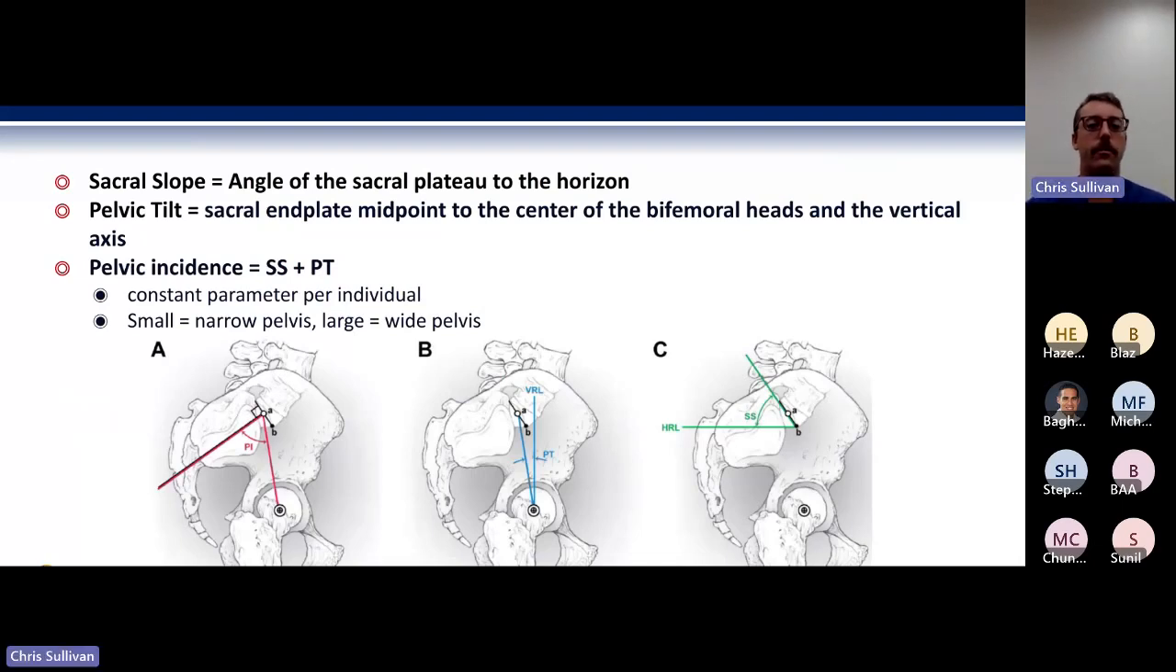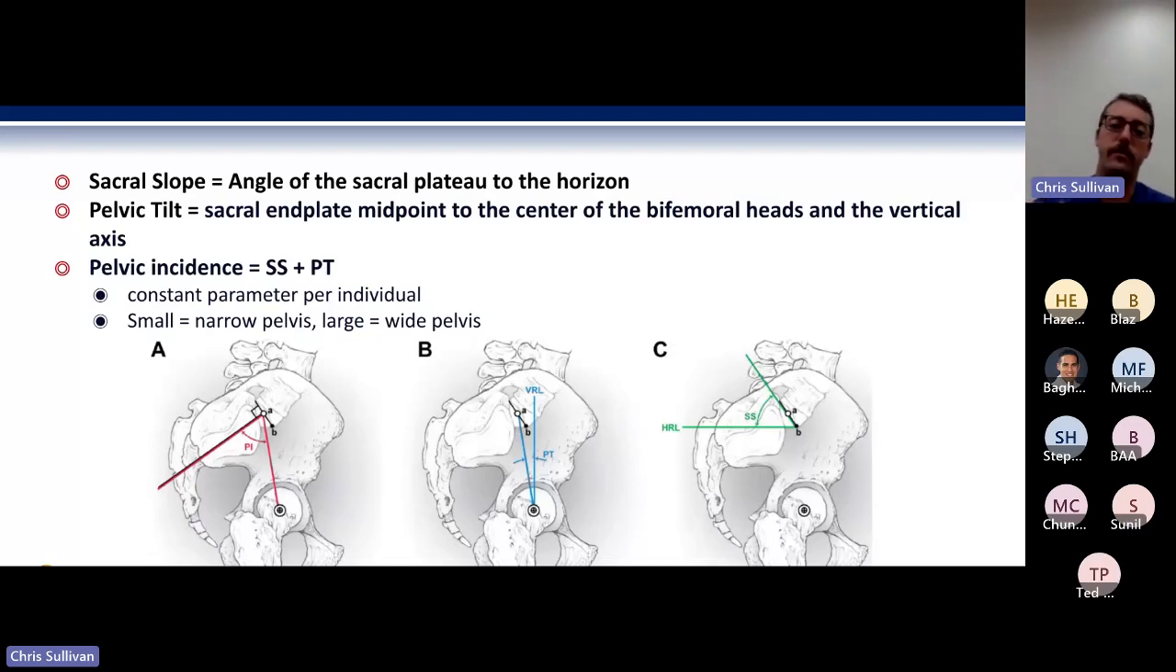Just some basic definitions. The sacral slope is C in this diagram. It's the angle of the sacral plateau to the horizon. The pelvic tilt is B, which is the angle from the sacral midpoint to the center of the femoral heads, and then to the vertical axis. So B and C, the sacral slope and pelvic tilt, are variable. It depends on the position of the pelvis, as the sacrum can rotate around the femoral heads, depending on the position that the patient can put their pelvis in, whether it's retroverted or anteverted.